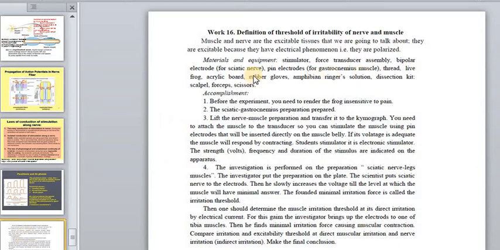It is the work about the definition of threshold or irritability of nerve and muscle. Our previous practical work was about muscle fibers, and now we discuss nerve fibers, and we want to know which of these tissues is more excitable or irritable. So let's watch the video.